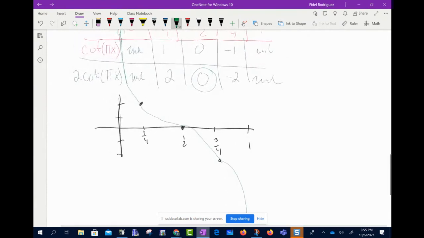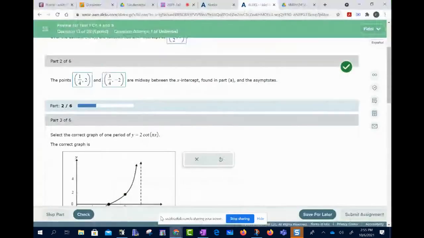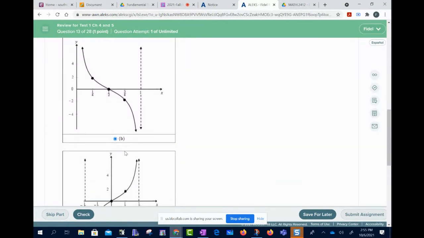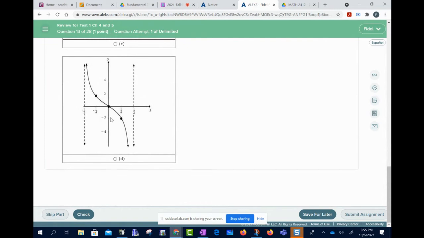So in general, that really faint green graph is what my graph should look like, right? So if I come back over here and I say, well, look, that's not it. Doesn't it look like B? So far I'm going to select B, but I just want to make sure. But look, we're at 1/4 and 2, 3/4 and -2. That looks good. And now this one is shifted over, right? So let's go check.